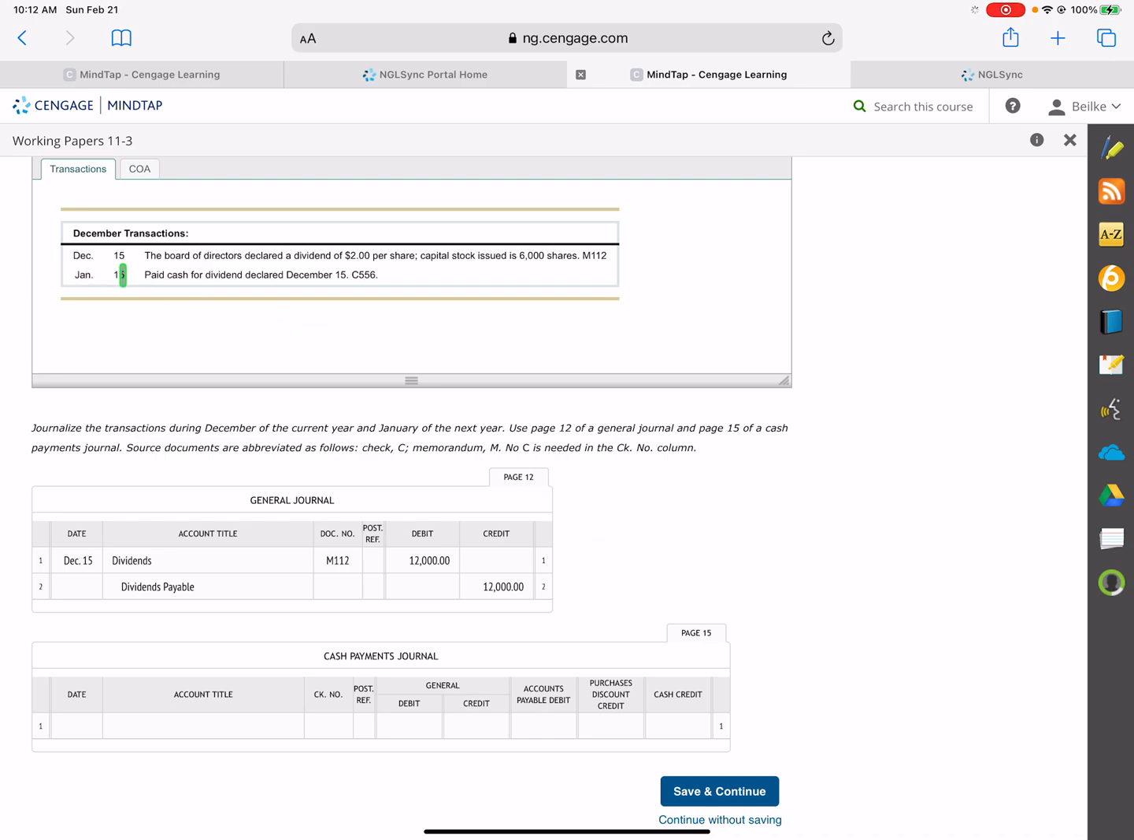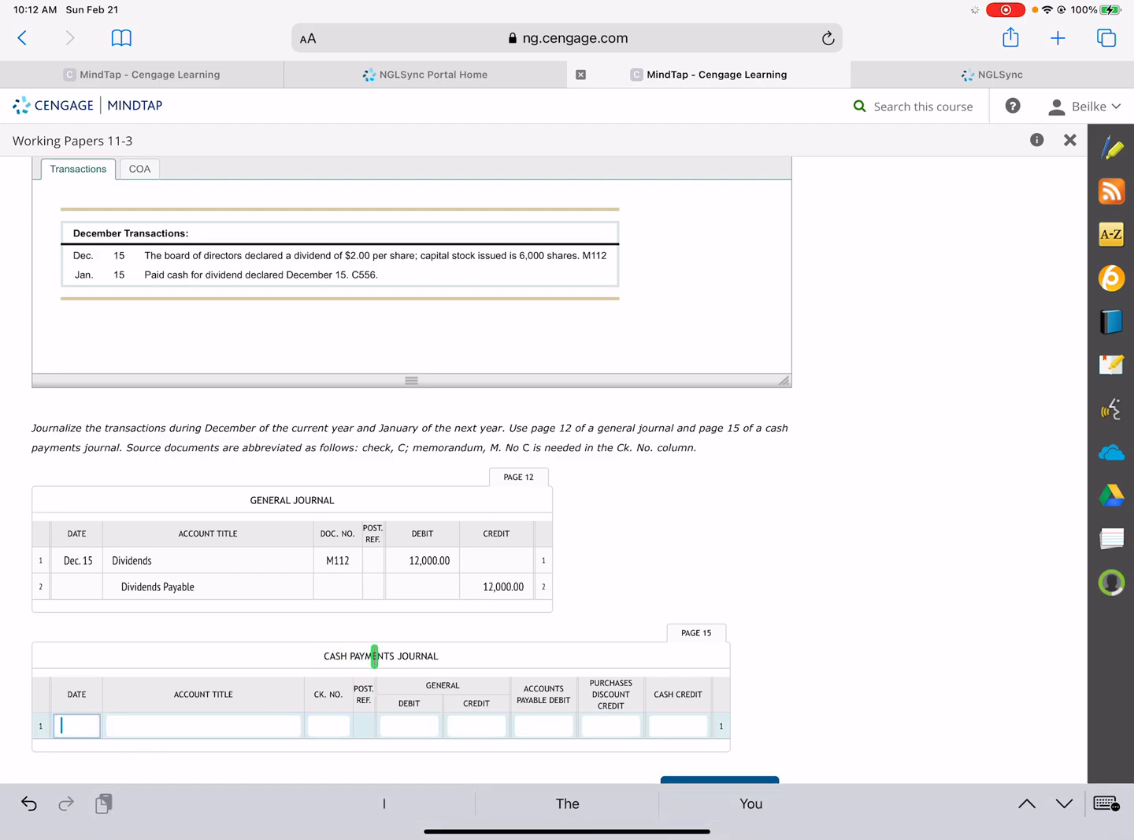Okay, then it's January, a month has passed. We're going to pay cash for dividends declared. Since we're paying cash, we go to our cash payments journal. The date is January 15th. The account's title is dividends payable, so it's like with our accounts payable. When we pay it, it's going to go down. Same with our dividends payable.